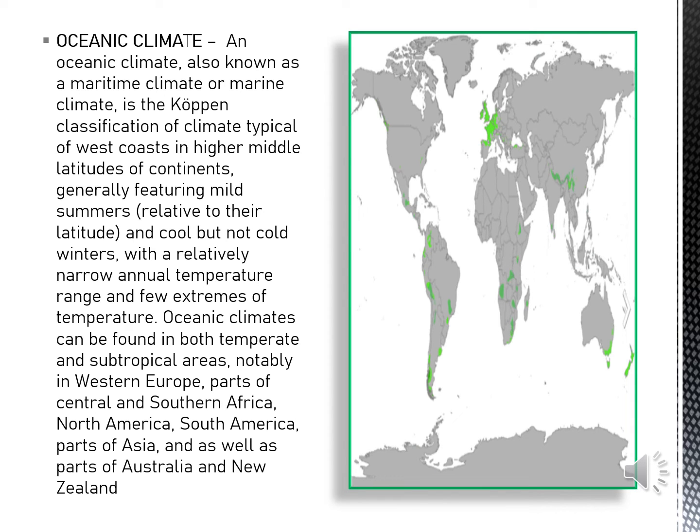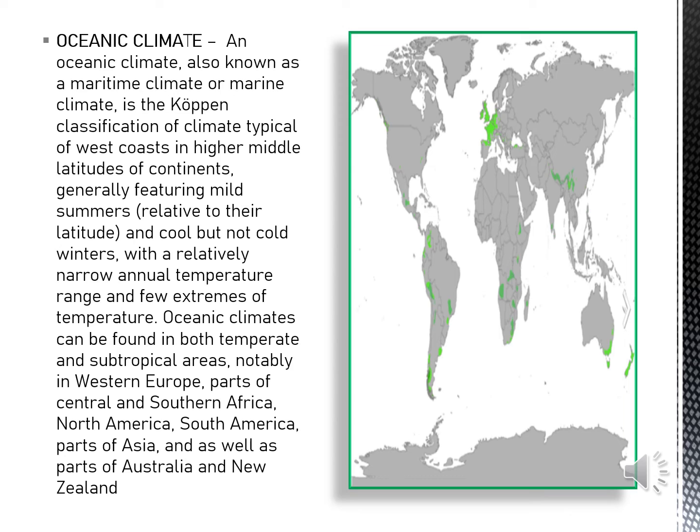Oceanic climate. An oceanic climate, also known as a maritime climate or marine climate, is the Köppen classification of climate typical of the west coast in higher middle latitudes of continents, generally featuring mild summers relative to their latitude, and cool but not cold winters, with a relatively narrow annual temperature range and few extremes of temperature.